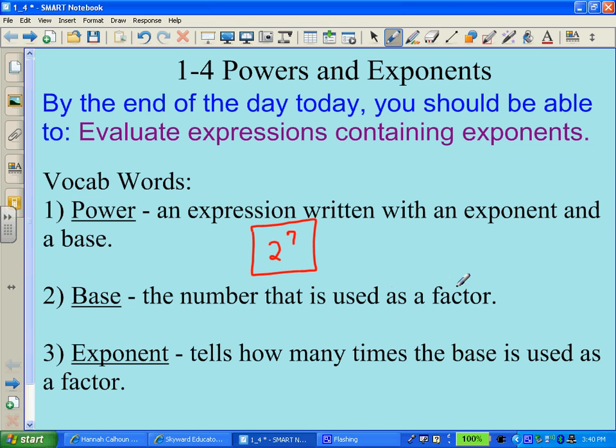Base is the number that is used as a factor. So in this example, the base is 2. It's the number that's raised to the exponent. Then the second part that a power has is called the exponent, and that tells us how many times to use the base. So the exponent in this example would be the 7. So a power is made up of a base and an exponent. The base is the number that's being raised to the exponent, and the exponent is the number up top that tells us how many times to use it.